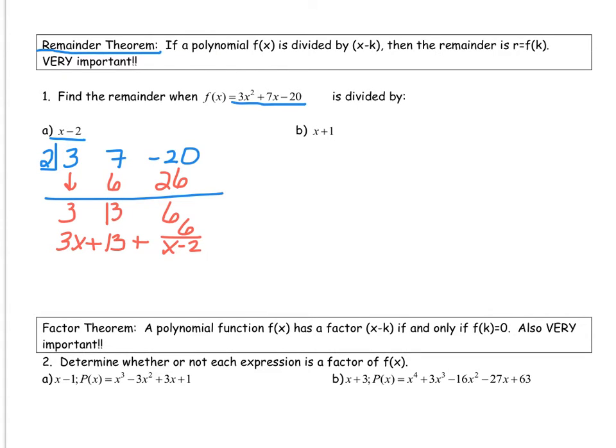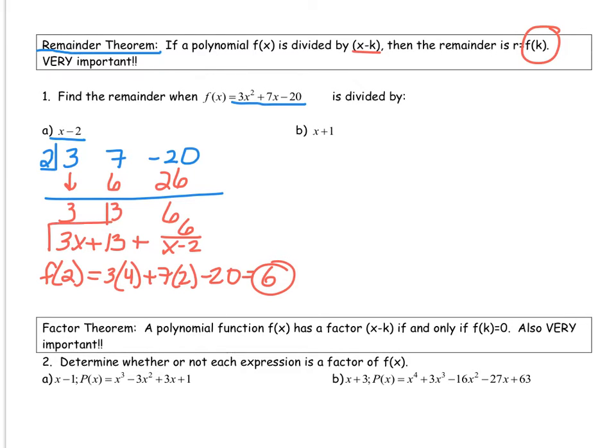Now this theorem is kind of a shortcut. What the theorem says is if you divide by x minus k, or x minus 2 in our case, the remainder is going to be f of k, or f of 2 for us. So f of 2, let's just check it out here, would be 3 times 2 squared, which is 4, plus 7 times 2, minus 20. And if you crank that through, you get 6 as well. Alright, so now you guys try part B, do the synthetic division, find the remainder, write your answer in this pretty form here, then try the shortcut, find f of negative 1 and make sure it checks out.